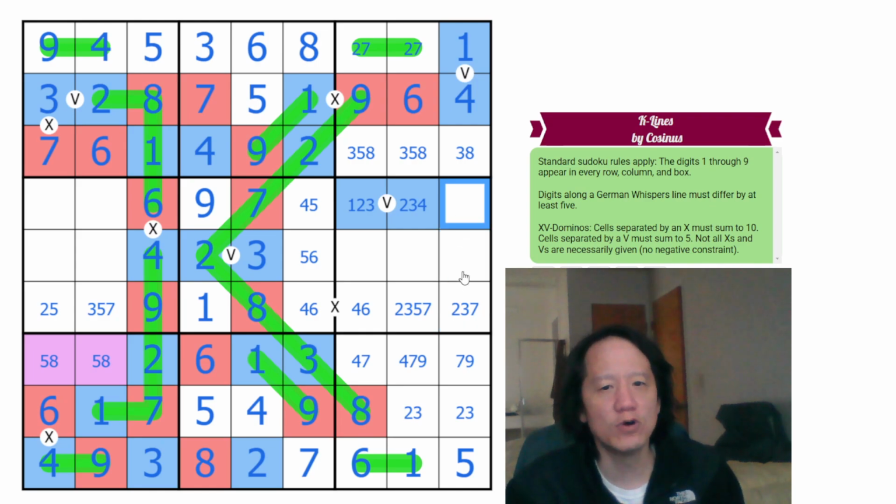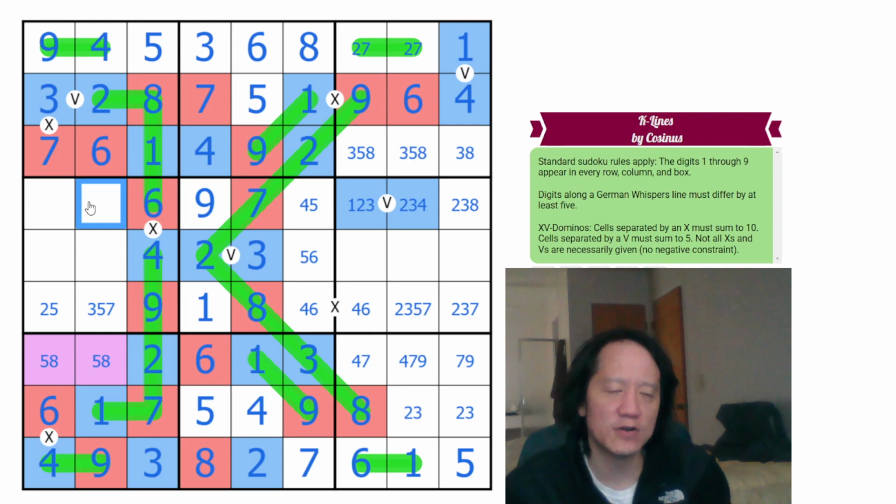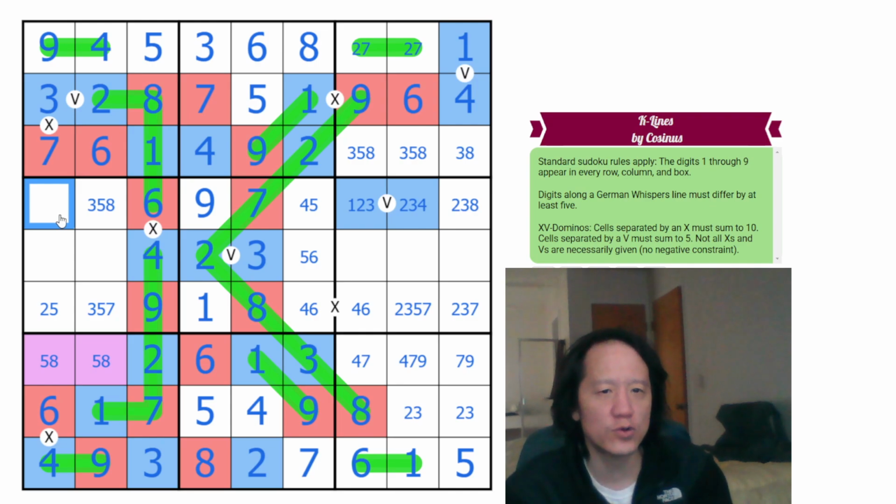What else do we have? This can't be 1, 4, 5, 6, 7, or 9, so it's 2, 3, or 8. Okay. This can't be 1, 2, 4, 6, 7, or 9. So this has to be 3, 5, and 8, right? And this can't be 3, 4, 6, 7, 9. So it could be 1, 2, 5, or 8 here. Okay. That doesn't tell us very much.